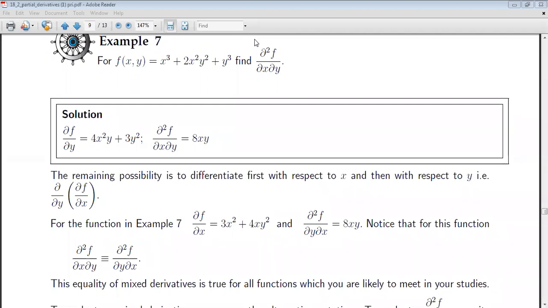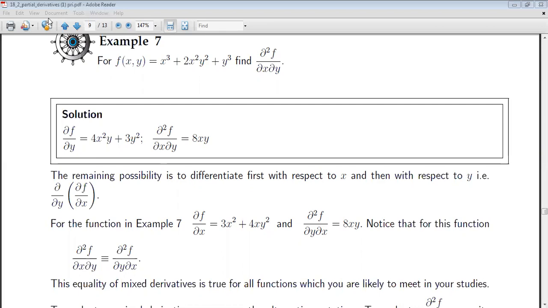Sir, del square of del x del y. No. For del square of del x del y, first find del f del y. The function is x cube plus 3x square y. The answer is 6x plus 6y, which is del square of del x del y.